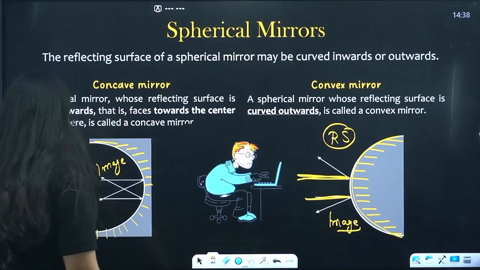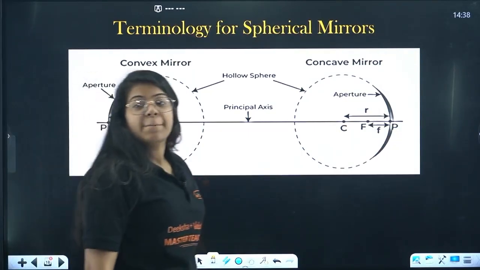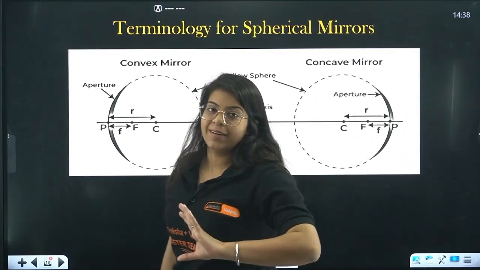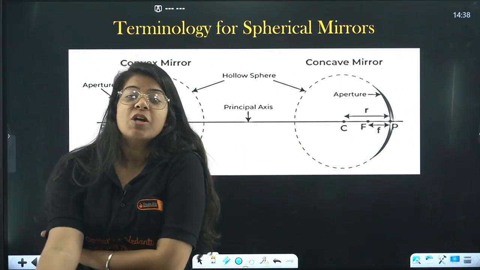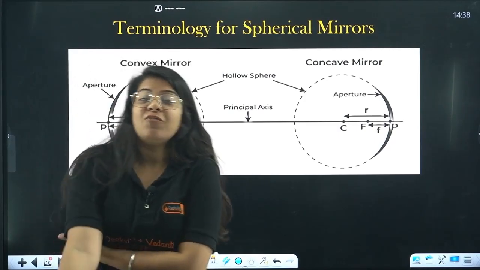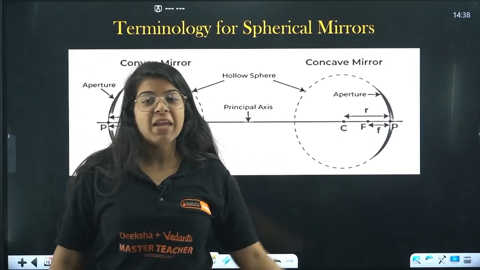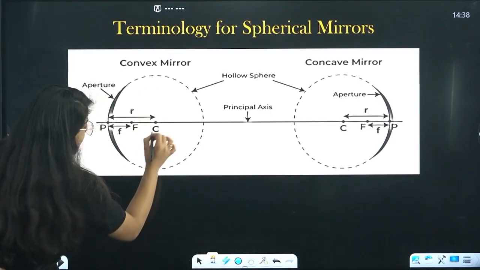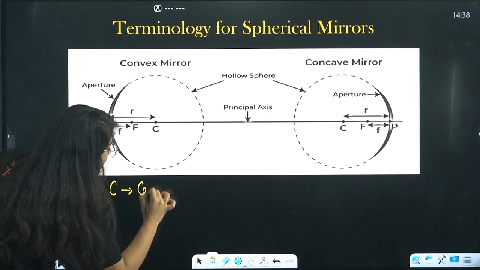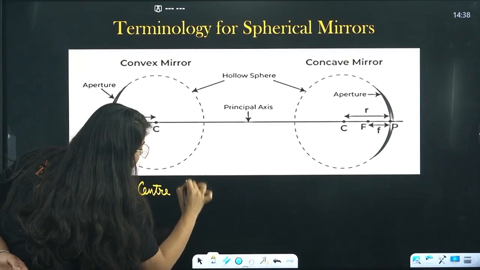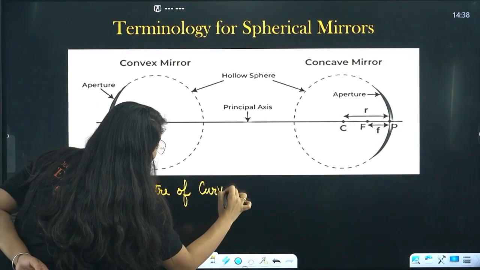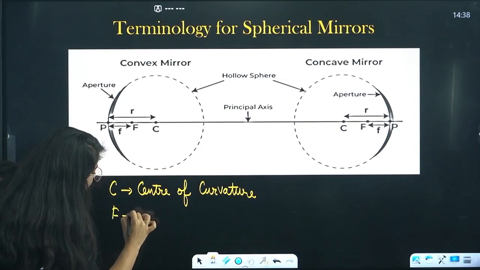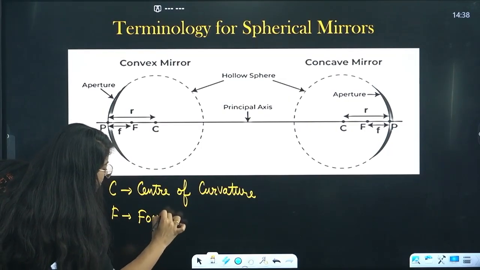Now let's study image formation by spherical mirrors, for both concave and convex. Right before jumping into these rays, from where the rays are coming and where they are meeting, let's look at the terminology. See, beta, this C, what is that? Center of curvature. This is very important. You have to remember all these things. Center of curvature. F, beta, is your what? Focus, right?